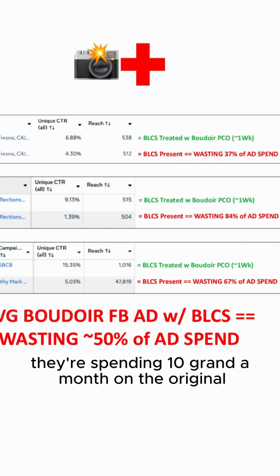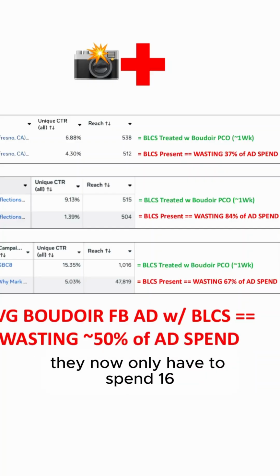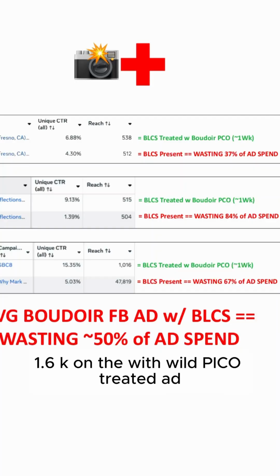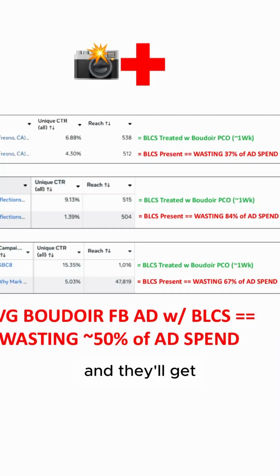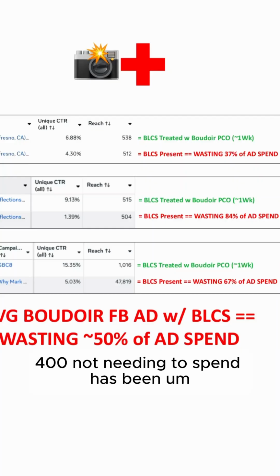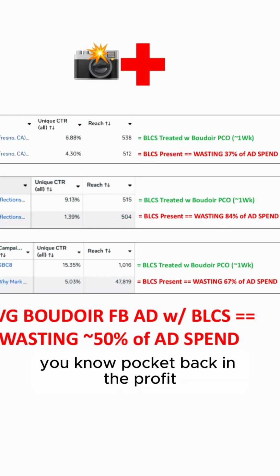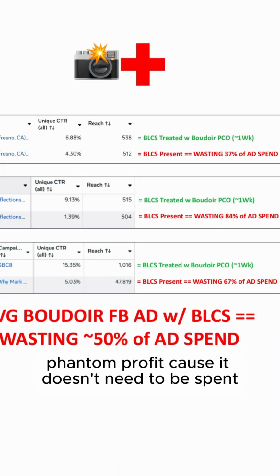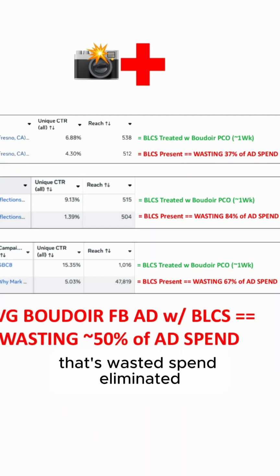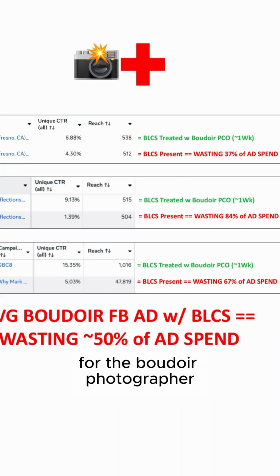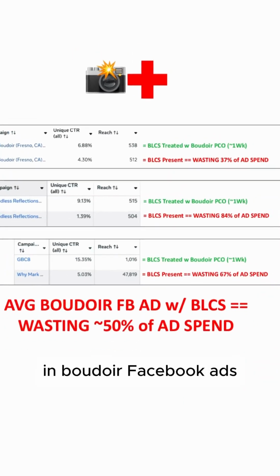So they now only have to spend 1.6K, from 10K to 1.6K, on the Boudoir Pico treated ad, and they'll get that into the same number of women's brains in both scenarios. So the 8,400 not needing to spend goes back into the pocket as phantom profit because it doesn't need to be spent. That's wasted spend eliminated. That's like 100 grand over the next 12 months for the boudoir photographer that's spending 10K a month in Boudoir Facebook ads.